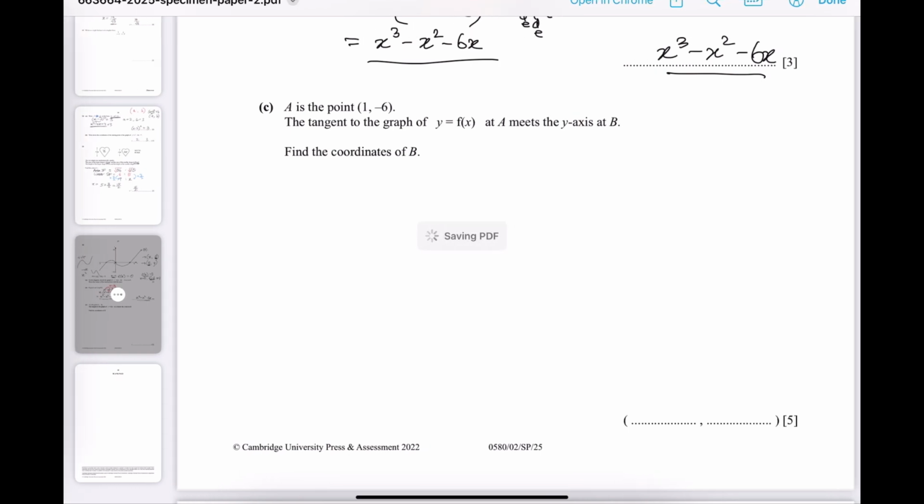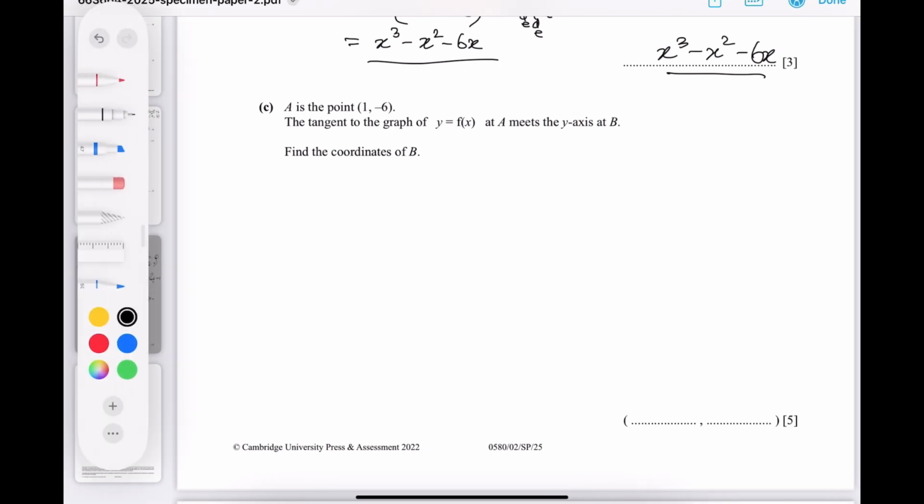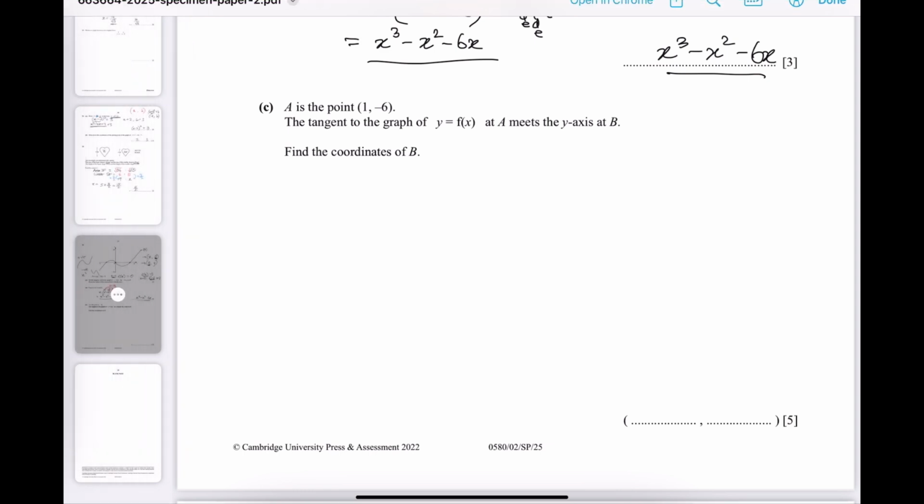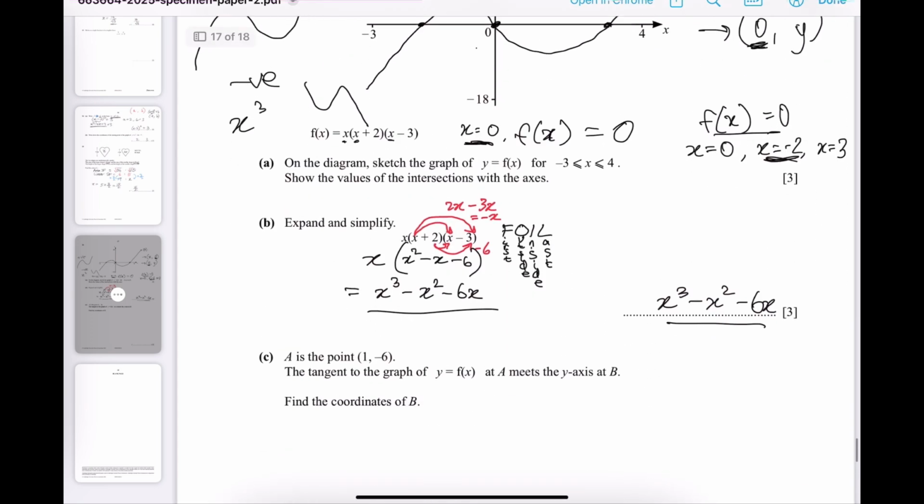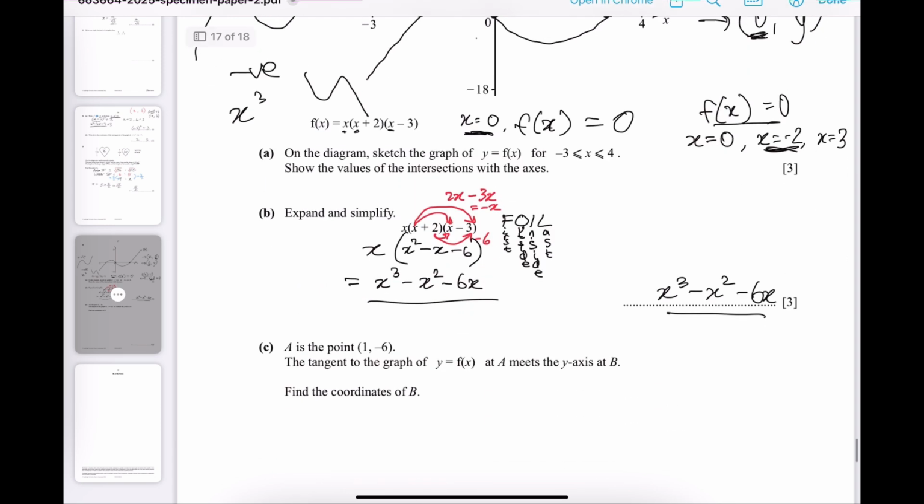Okay, final part of this paper. A is the point 1, negative 6. The tangent to the graph of y equals f of x at A meets the y-axis at B. And so we're asked to find the coordinates of B.